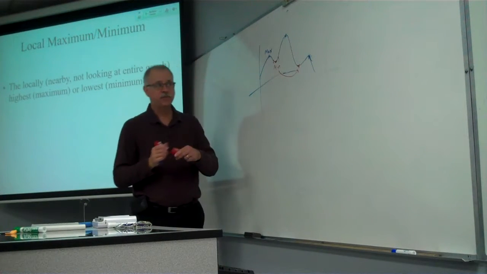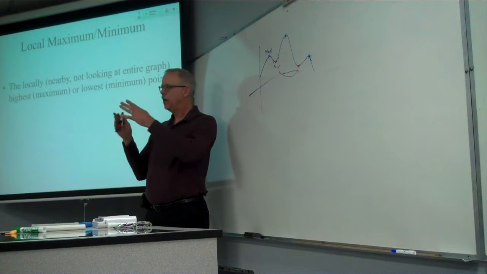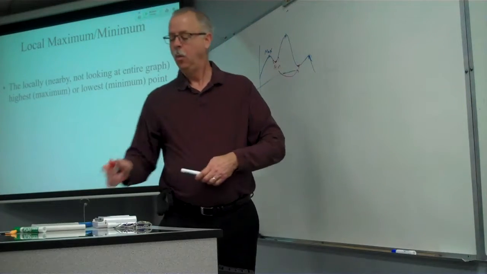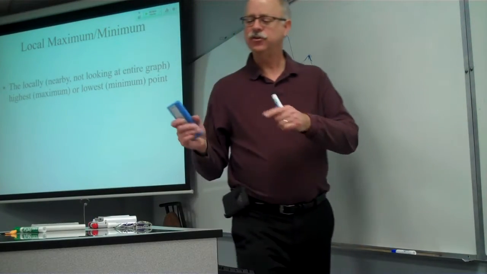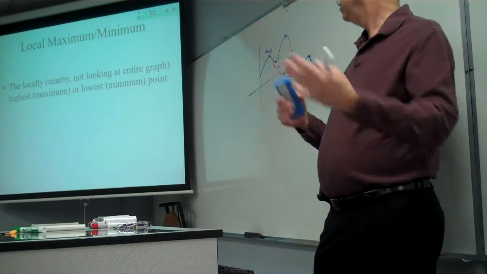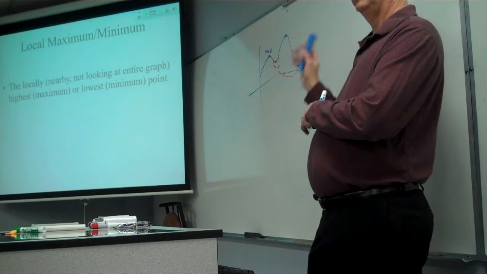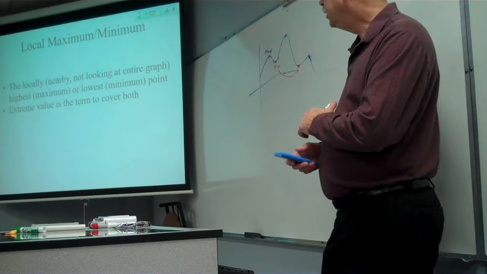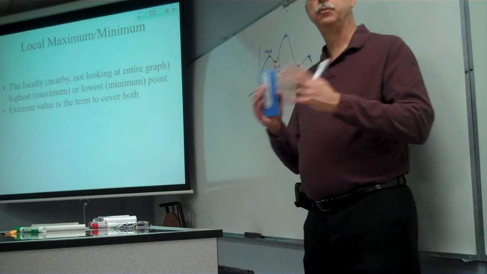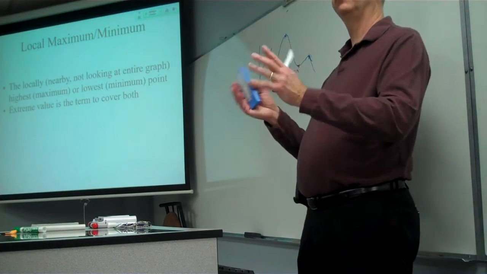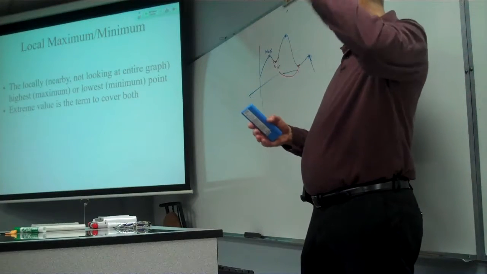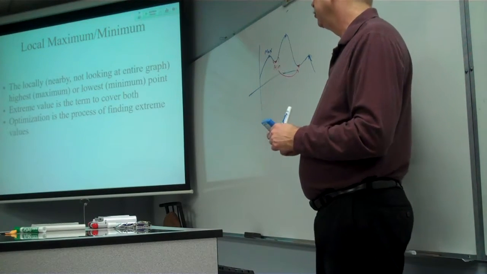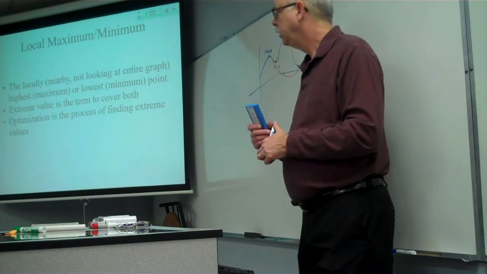And certainly from the graph, we can identify where the max and mins are. What we're going to try to do is see if there is something about the derivative that would help us figure out where these are, even if we don't have the graph? And the extreme value is the generic term that covers both. So in a sense, we're looking for the extreme values, both the high and low points of our function. And optimization is the process of finding those.